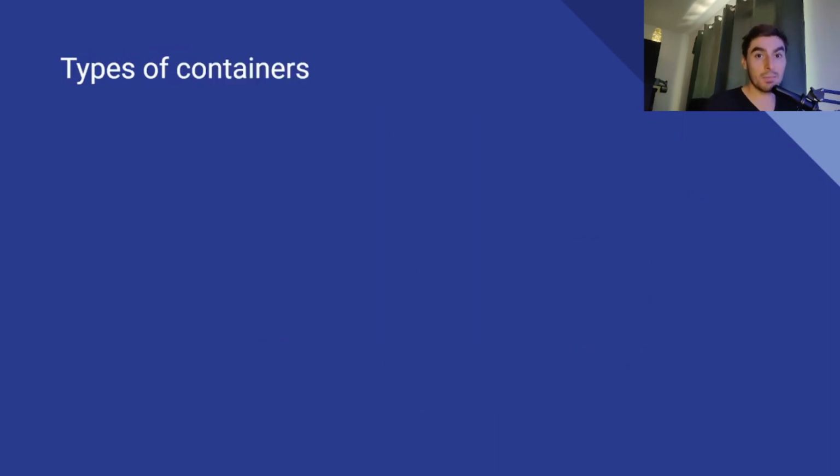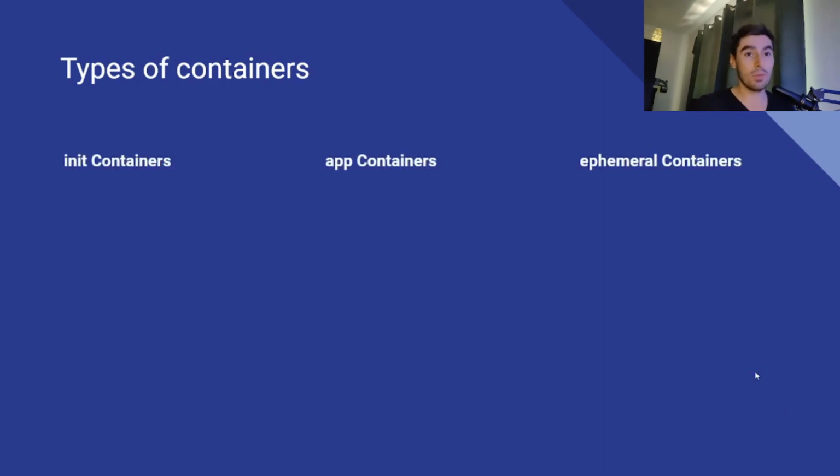Having said this, let's talk about the types of containers you can encounter inside of a pod. And it's actually 3 of them. We're going to start in the order they're actually getting processed or created. So these are the 3 categories. The first one is init containers. Then you have the actual application containers, and there's something called ephemeral containers.